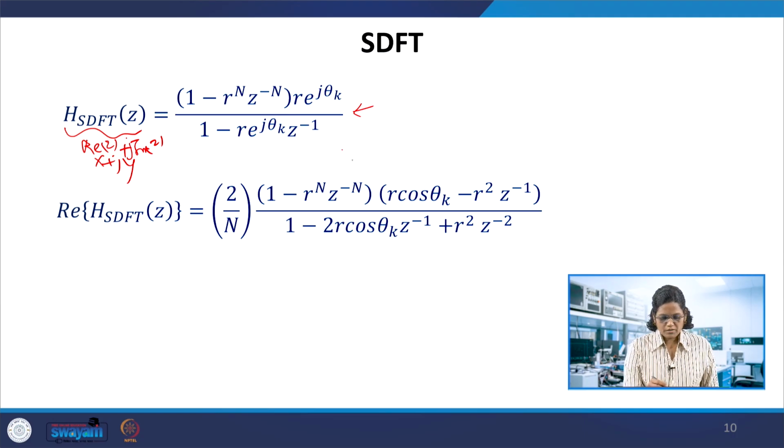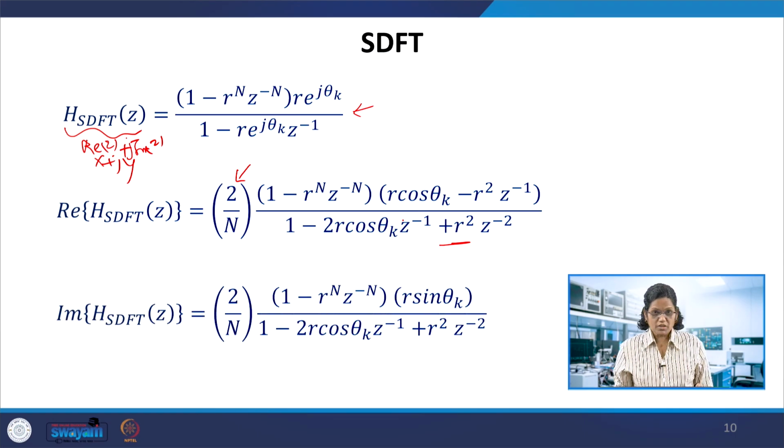Similarly here, separate the real and imaginary parts, and you would get a factor which is to be multiplied. If you recall, for the DFT, to get the original magnitude for all the k bins, the 2 by n is valid. For the DC bin it is 1 by n to be multiplied, so that's the factor here. So 1 minus r power n z power minus n and r cos theta k minus r square z power minus 1. So we get this form for the real and imaginary. This is a transfer function again. So this will be 1 by n for DC and k equal to 1, this factor.